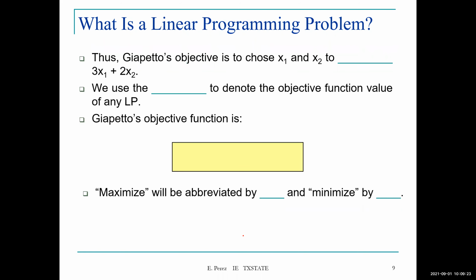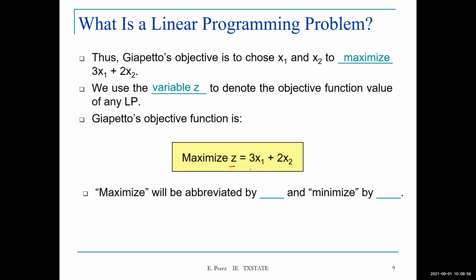Good. So the Yapeta objective is to choose x1 and x2 to maximize this function, 3x1 plus 2x2. We use the variable z to denote the objective function value of any LP. So in this case, the Yapeta objective function is going to be to maximize 3x1 plus 2x2. So z is going to represent the value of the objective function, and we want to maximize that value.